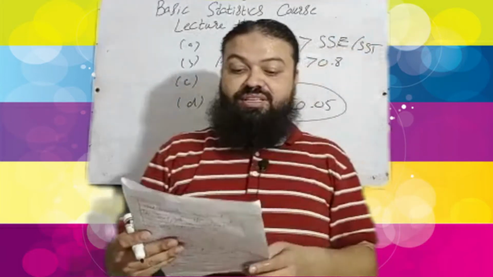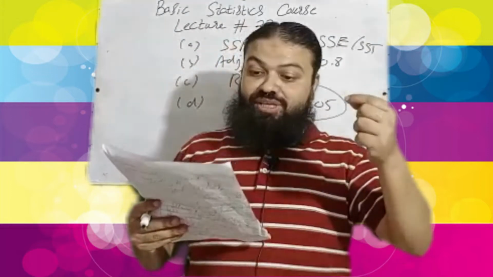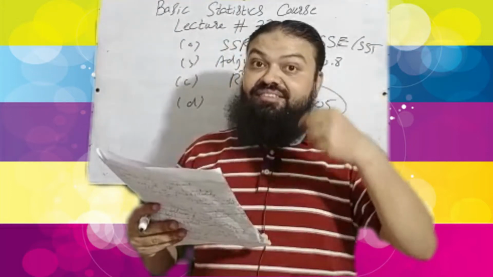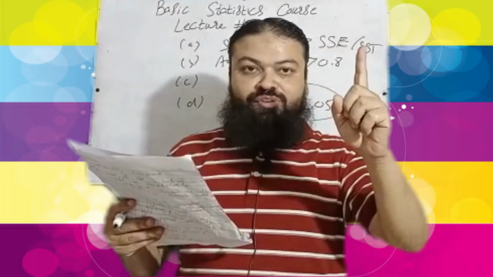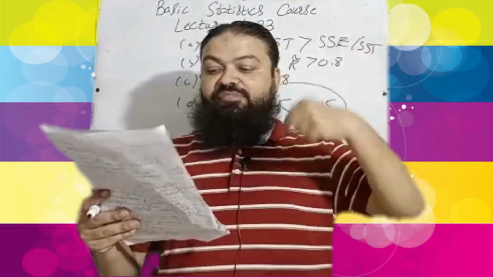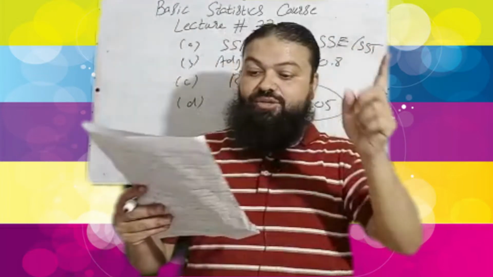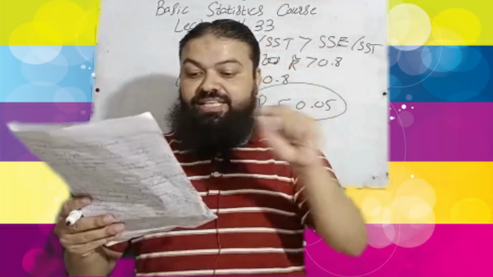A very important question. Question number 6. What does the total sum of squares in the regression analysis describe? A, unexplained variation in the response variable, incorrect. B, explained variability in the response variable, dependent variable, incorrect. C, total variability in the independent variable, incorrect.